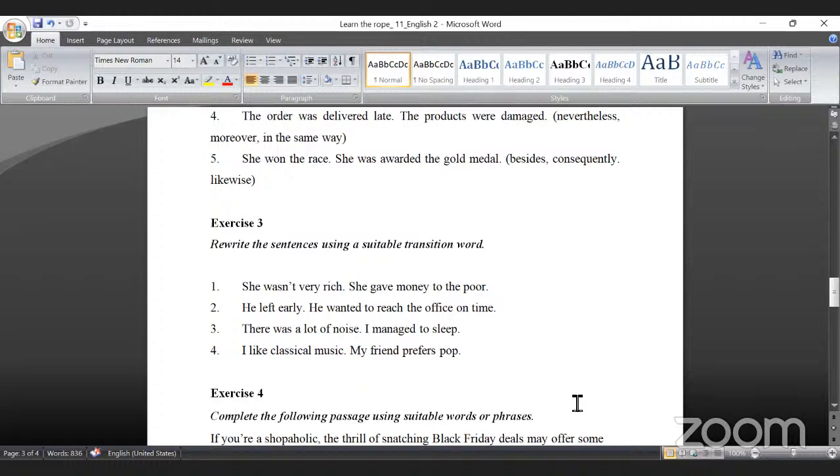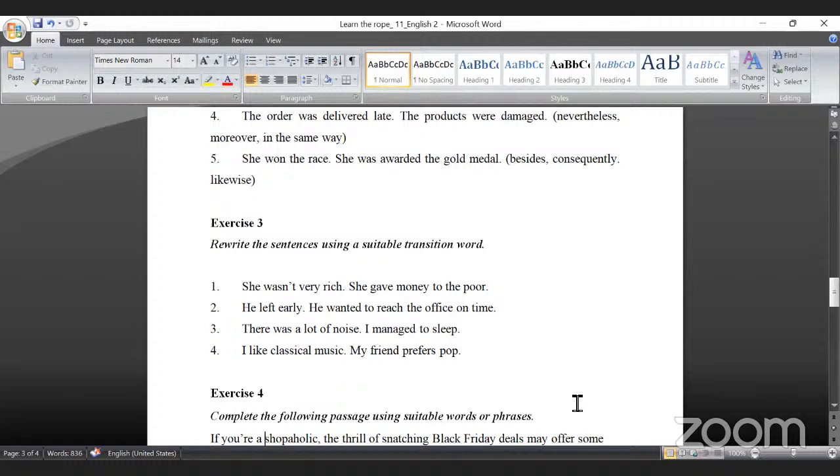No. Although. Right, but your order is wrong. You can use although. She gave money to the poor, even though she wasn't very rich. That's correct, Prashant. Or you should also say, although she wasn't very rich, she gave money to the poor. Okay. Both are okay.